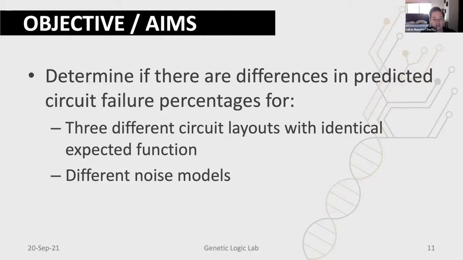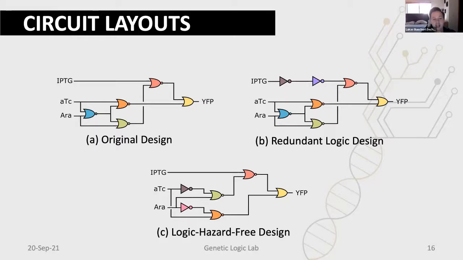So what are we aiming for in our work? We hope that we can find differences depending on what modeling we use, intrinsic or extrinsic, and how that influences the probability of the circuit failure. For that, we look at 3 different circuits, which I will show in a minute, and the different noise models that I just mentioned. The circuits we are looking at are the original design that I showed earlier, which is circuit 0x8E, one of the 60 circuits originally published in the Cello paper by Nielsen et al. in 2016.